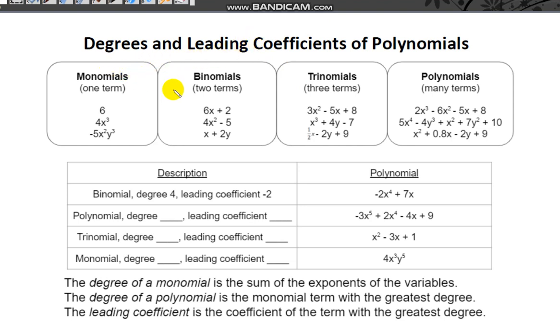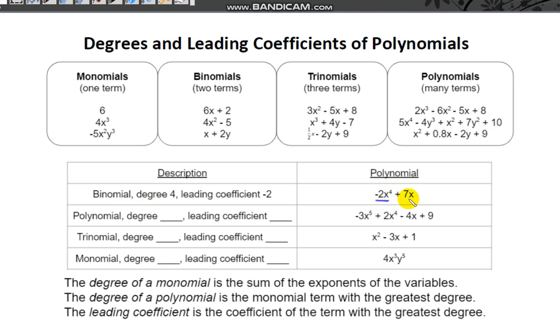Let's say I wanted to classify different types of polynomials. Polynomials with one term are called monomials. So just a constant, 4x cubed, negative 5x squared, y cubed. Those are all examples of monomials. Binomials have two terms. Trinomials have three terms. Polynomials are classified with four or more. Okay, so in this example, we have a binomial because there are two terms.